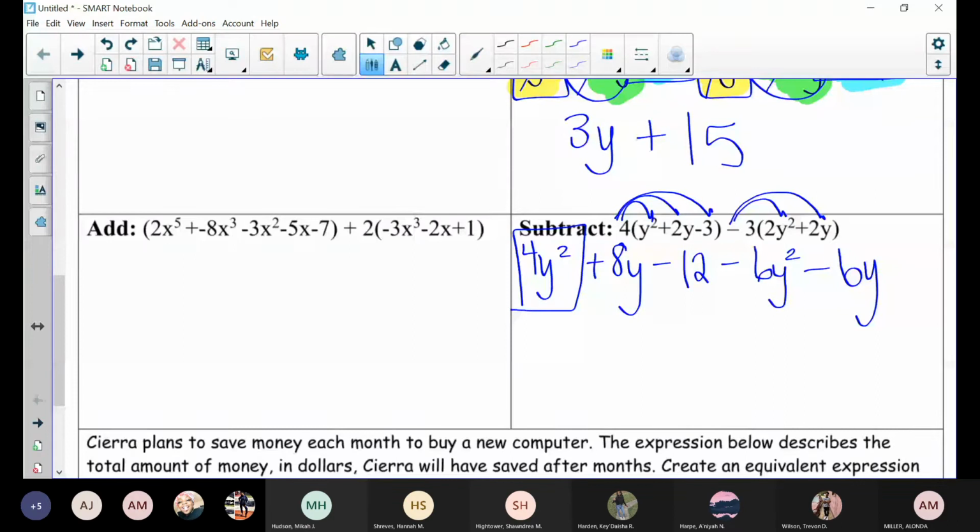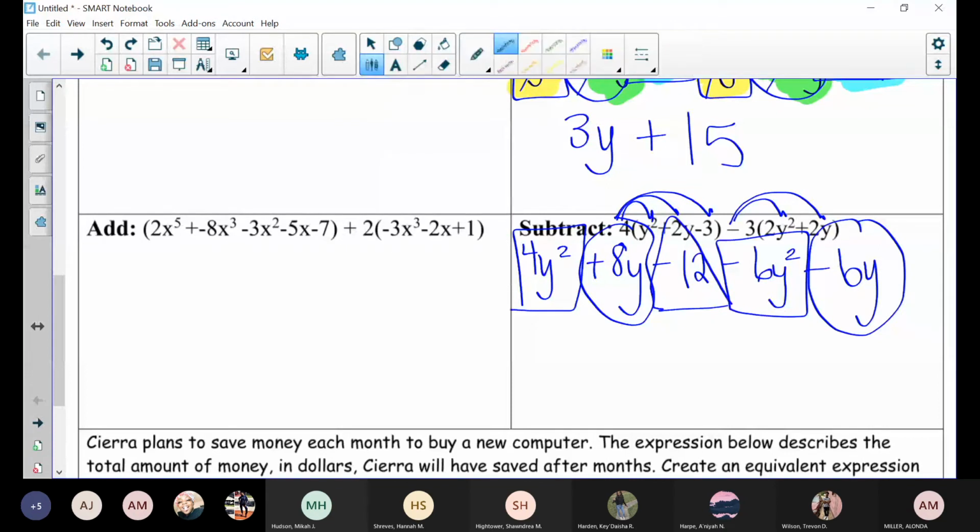Here's a like term, and here's a like term. Here's a like term. Here's a like term. And negative 12 doesn't have anybody. I'm going to go back in with my highlighter so you can see the color as well. So the colors that are the same means that they are like terms, and we're going to group them as such.